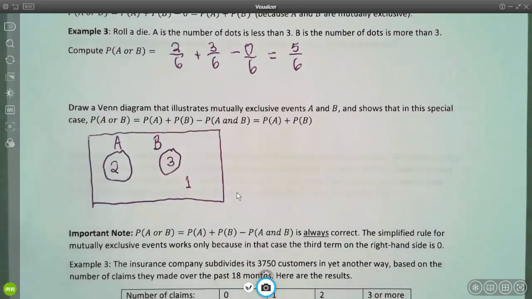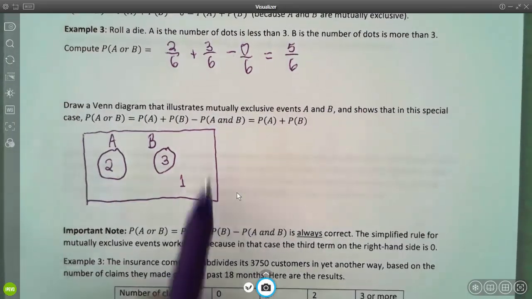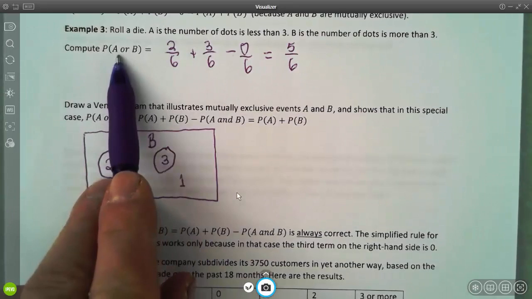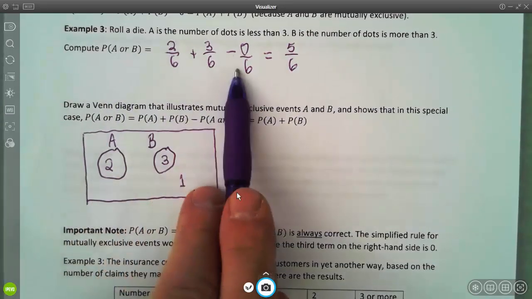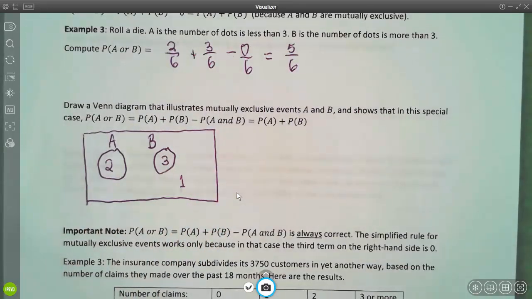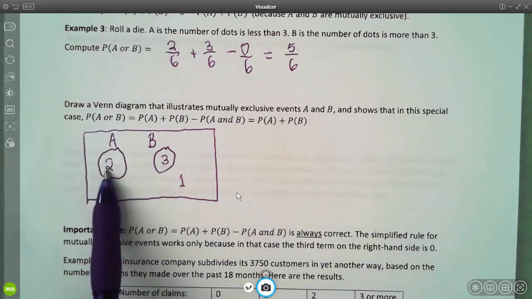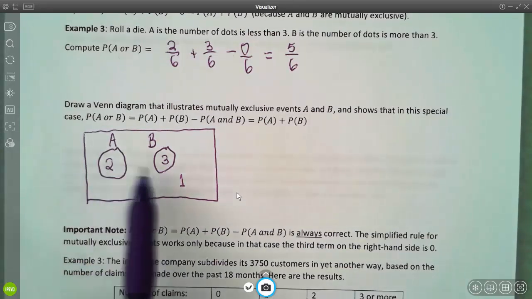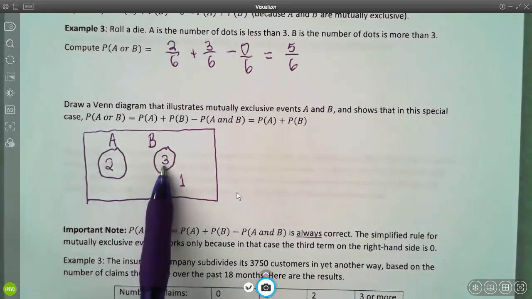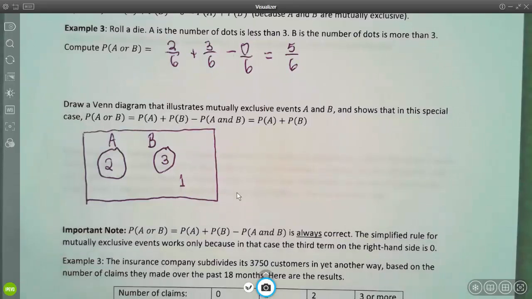So if we want to fill in all the blanks on our page, we write just basically what we've done before. The probability of A or B is this sum that we were just looking at, except I called them L and M to more easily keep them straight. The Venn diagram looks like this. There are 2 outcomes less than 3. There are 3 outcomes more than 3. There's 1, the 3, that's in neither one. And this does agree with the calculations that we made.